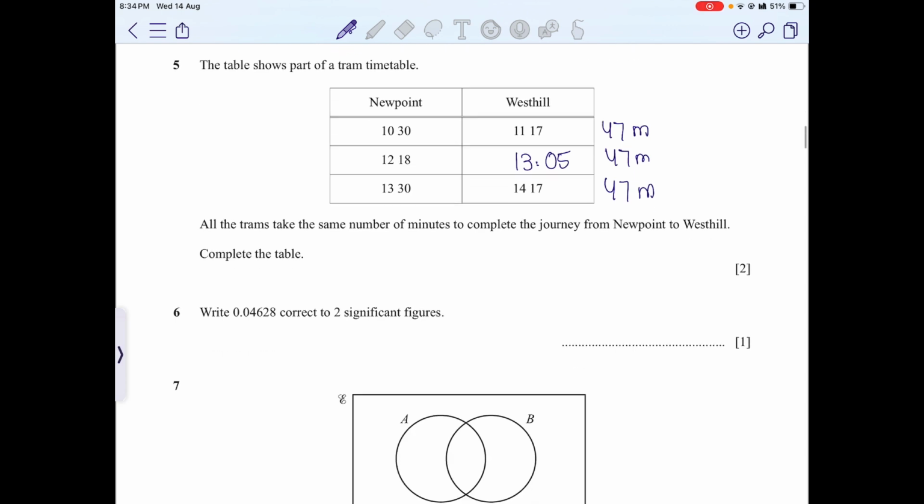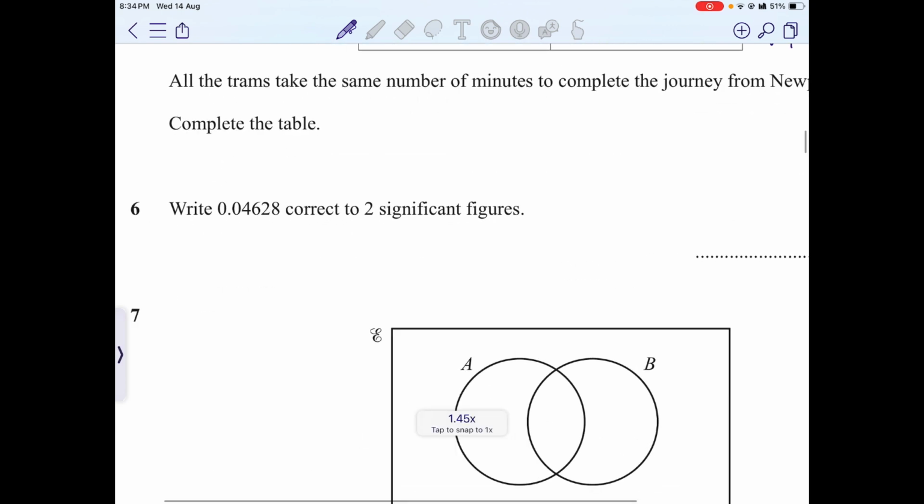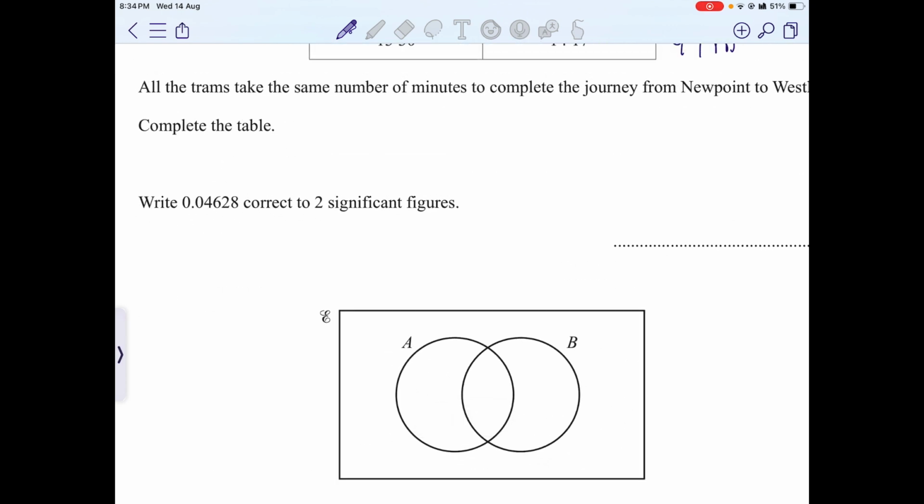That's right. Then it says write this figure 0.046282 to two significant figures. So you can just say 4.6 into 10 to the power of negative 2. Always check these answers with your calculators to make sure you're not getting them wrong. 4.6 into 10 to the power of negative 2. When I enter this in my calculator and I simplify it, I would get 0.046, which is correct as per this.